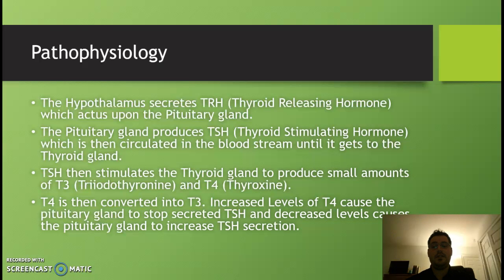Once TSH arrives at the thyroid gland, it then stimulates it to produce small amounts of triiodothyronine, or T3, and thyroxine, or T4. T4 is converted at the peripheral level of the body into T3. Increased levels of T4 cause the pituitary gland to stop secreting TSH in a negative feedback loop fashion, and decreased levels cause the pituitary gland to increase thyroid-stimulating secretion.